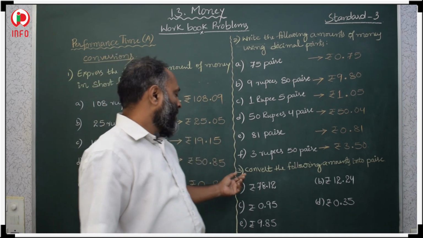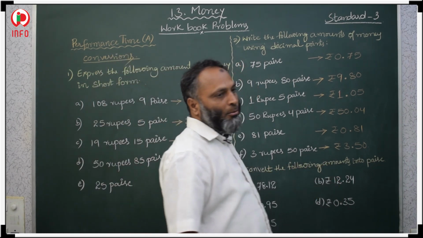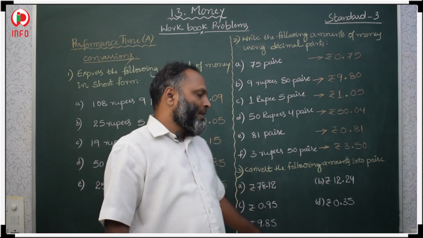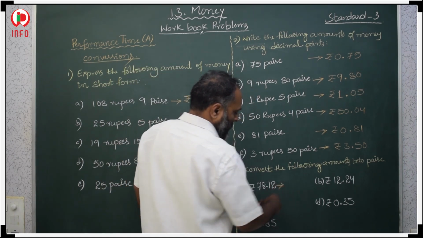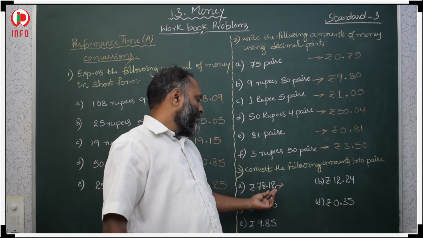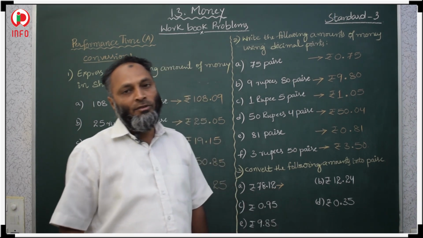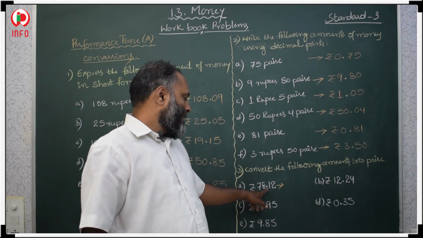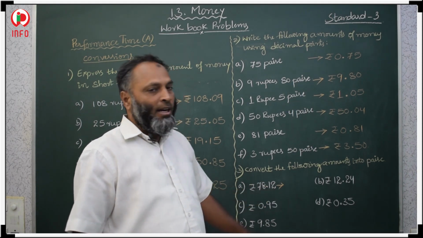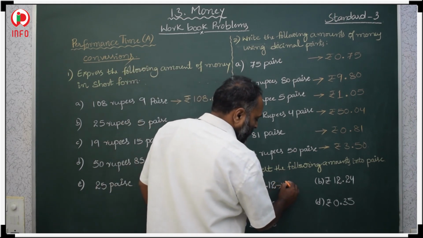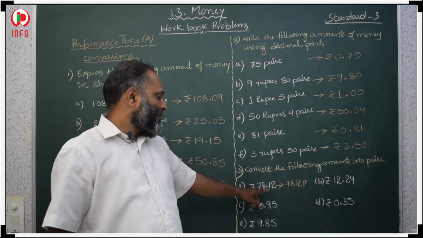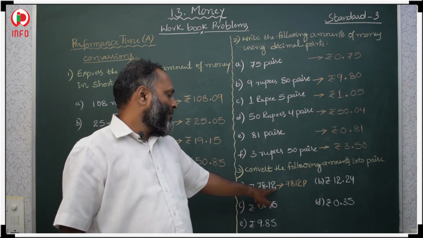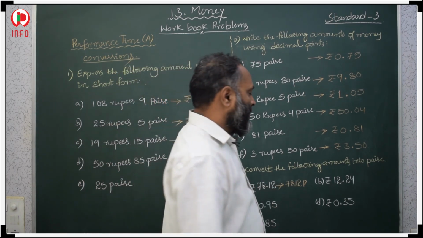Okay. Now in the third question, convert the following amounts into paisa. The total amount in rupees and paisa is given, so we convert it into paisa. We already discussed how to convert. So here 78.12 means 78 rupees 12 paisa. We just remove this point and this rupees symbol and write what comes, that is 7,812. This is paisa. Just remove the decimal and the rupees symbol, then 7,812 will come. So that many paisa.